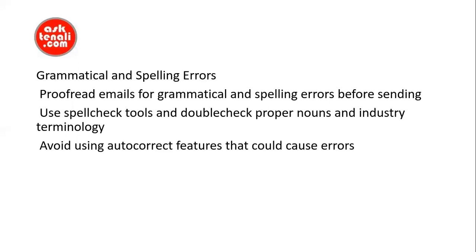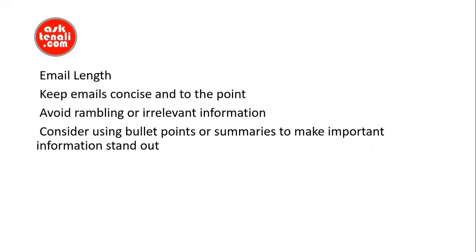Avoid errors. Proofread emails for grammatical and spelling errors. Use spell check tools. Avoid using autocorrect features that could cause errors. Emails should always be concise and to the point. Simple, clear, concise. No need to write long stories. Avoid rambling or giving irrelevant information. And we can use bullet points or summaries to make important information stand out.